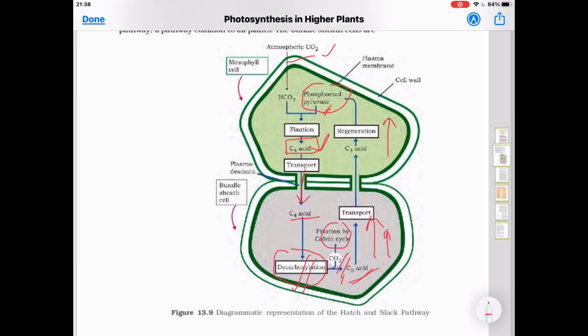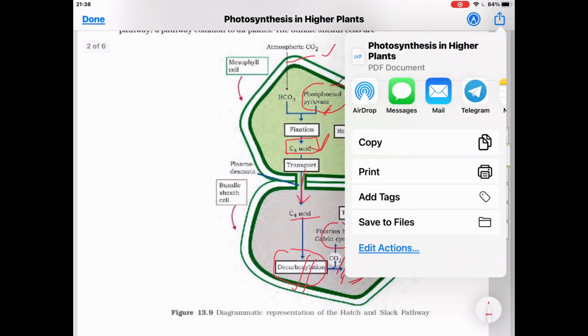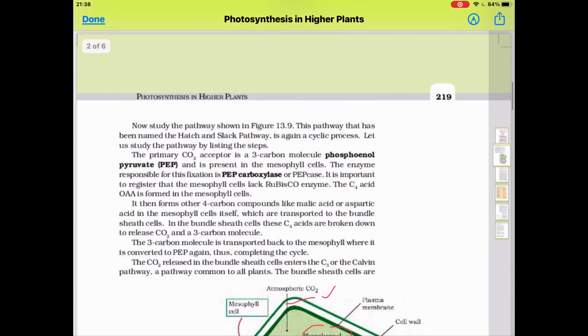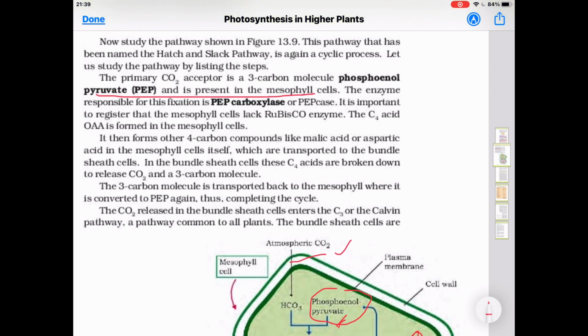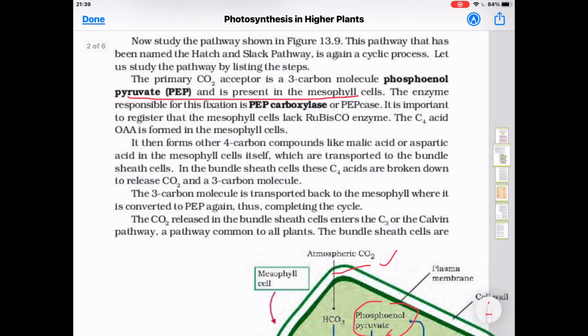The primary carbon dioxide acceptor is a 3 carbon molecule, that is phosphoenol pyruvate, and it is present in the mesophyll cells. The enzyme responsible for the fixation is PEP carboxylase or pepcase. In the mesophyll cells, enzyme pepcase is present, which helps in the fixation of carbon dioxide with the phosphoenol pyruvate. The C4 acid is oxaloacetic acid that is formed in the mesophyll cells.